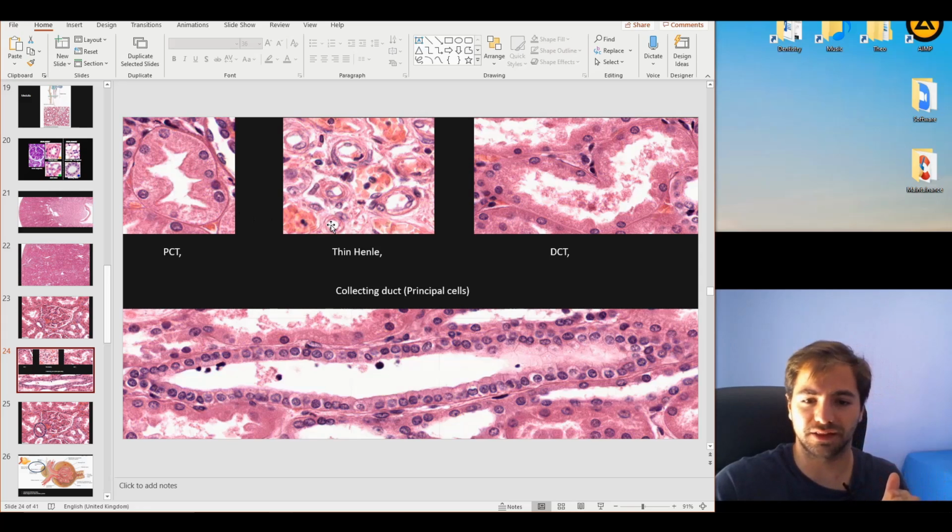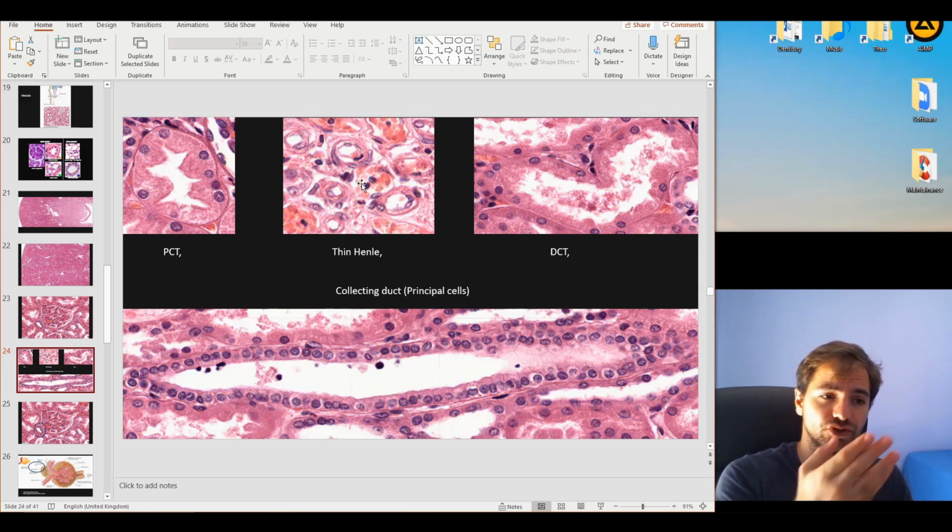The thin part of the loop of Henle is actually, as the name suggests, thin, meaning that we're going to have simple squamous epithelia present in the circles, and it's going to be very easy to identify for two reasons: based on the location in the medulla and based on the morphology, which is of course a very nice simple squamous epithelium.